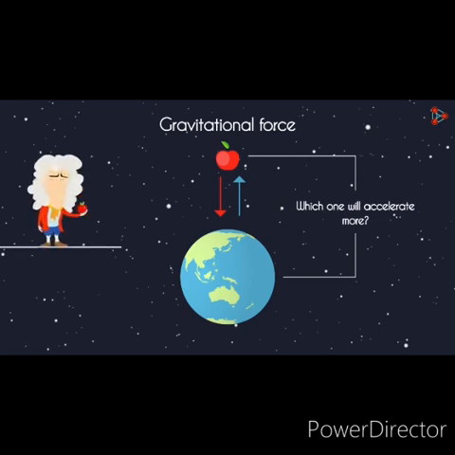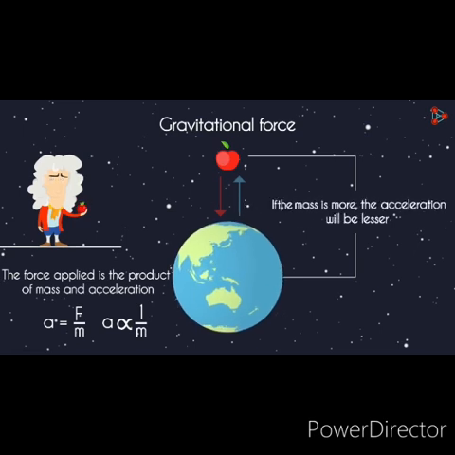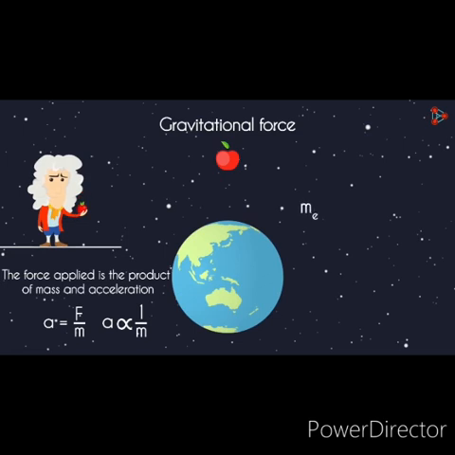Based on Newton's second law, we know that the force applied is the product of mass and acceleration. So the acceleration will equal force over the mass. The acceleration is inversely proportional to the mass. If the mass is more, the acceleration will be lesser. As the mass of the earth is much more than the mass of the apple, it is the apple that accelerates towards the earth and not the other way around. Hope that makes it clear.